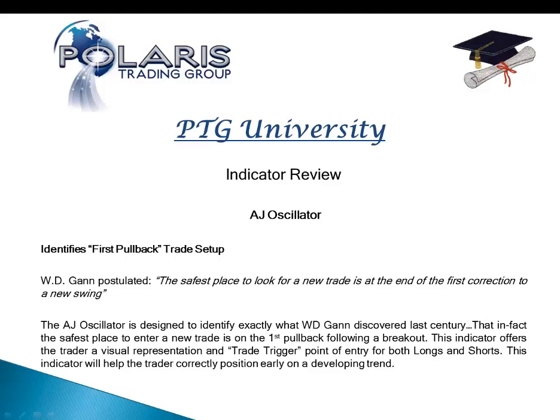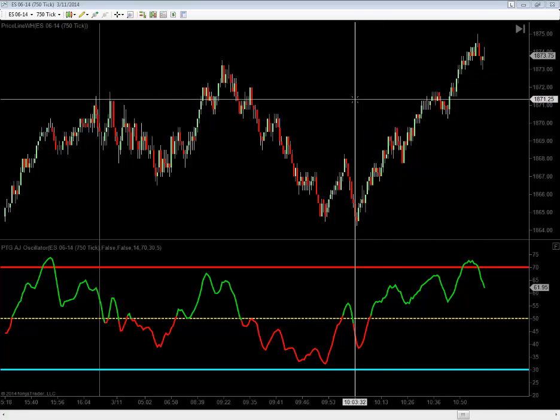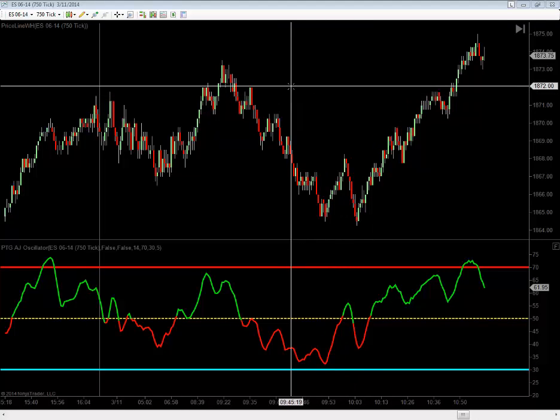So let's take a look at the chart, see what we're talking about. Okay, so in this chart we're looking at a 750 tick of the S&P E-mini, and as with any oscillator, it is bounded by an upper area of extreme or overbought and a lower area of extreme or oversold. Very typical of any oscillator.